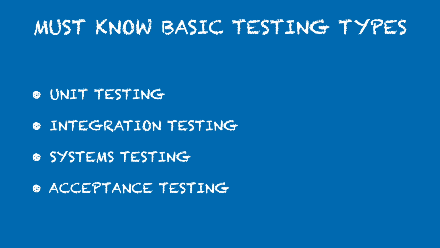Although software testing involves a broad set of practices, software engineers must know these basic testing types: unit testing, integration testing, systems testing, and acceptance testing.